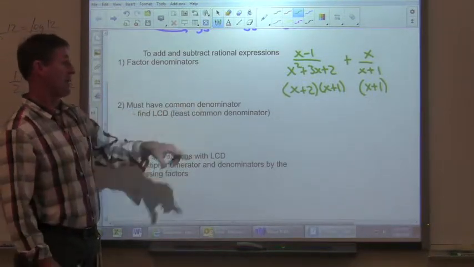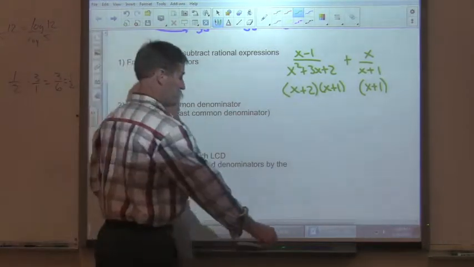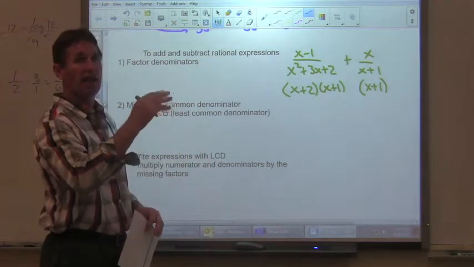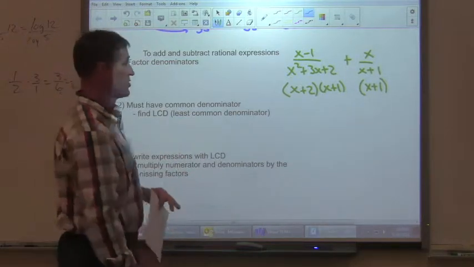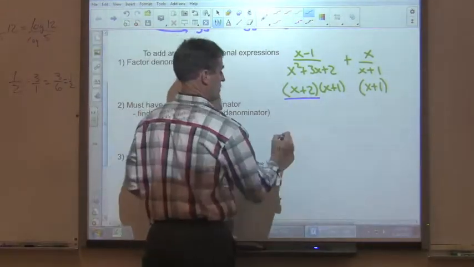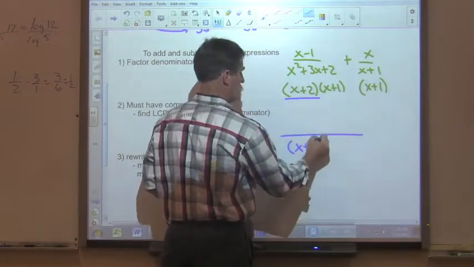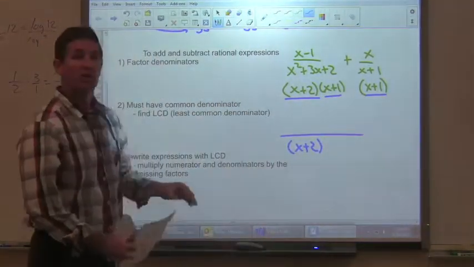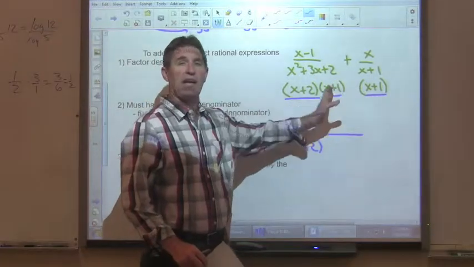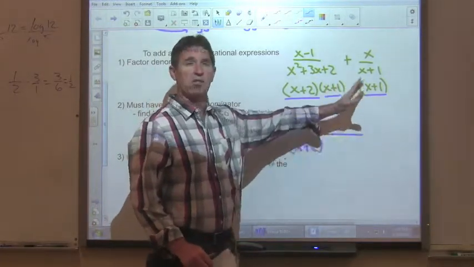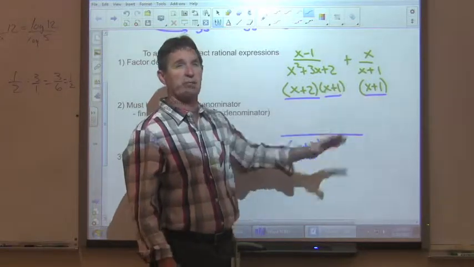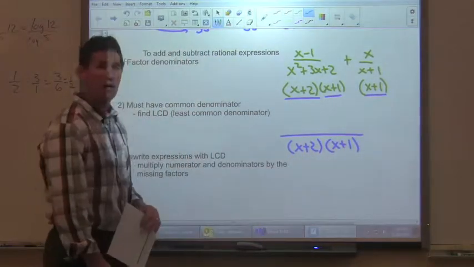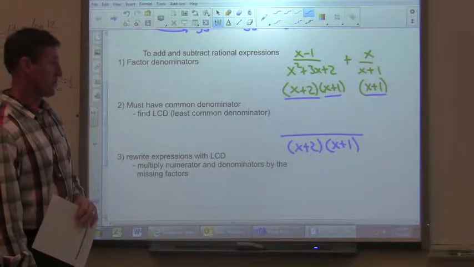Now we must have a common denominator. When you find the common denominator, you look at each factor, and you take the most of that factor that occurs in any one of the denominators, not in the total. We have an x plus 2, so I need an x plus 2 in my denominator. I have an x plus 1 here and an x plus 1 here. You take the most that occur in any one of the denominators, so you don't take 2 because there are two of them. You take 1 because that's the highest amount in any one denominator. So that is my common denominator, x plus 2 times x plus 1.